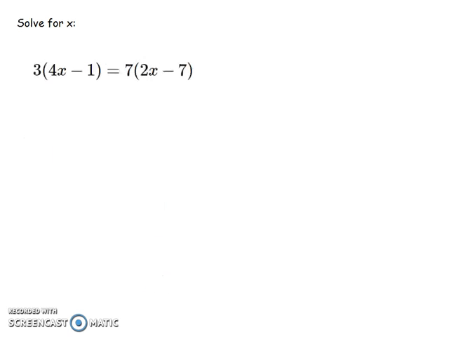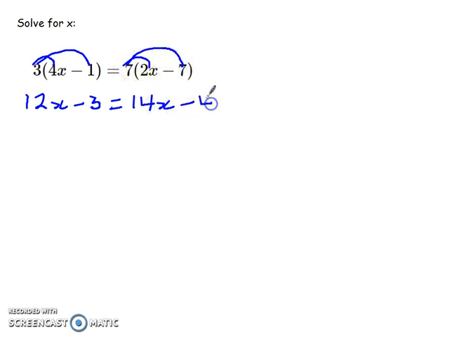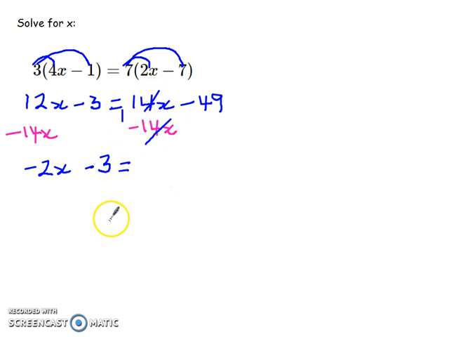The next one is more complicated again. The best thing to do is just expand your brackets. So I have 12x take 3 equals 14x take 49. And then just as we did in the earlier example, I'm going to get my x's onto the left-hand side. So this 14x, I'm going to get rid of that by taking it away from both sides. 12 take 14 is minus 2x, minus 3, carry my equals down, 14x take 14x is gone, minus 49 left.